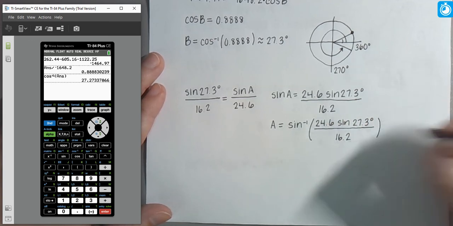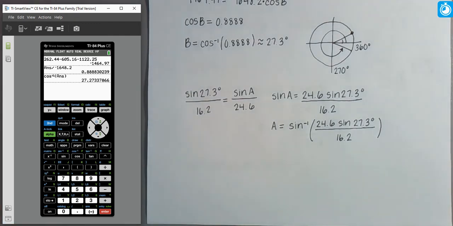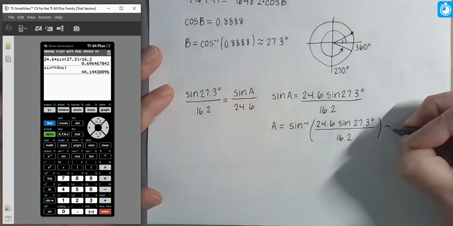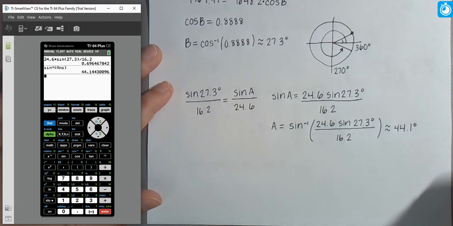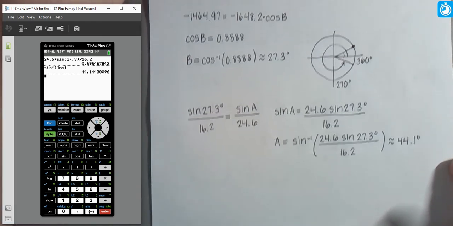Okay, so plug that value into the calculator and then take its inverse sine. So 24.6 times the sine of 27.3 degrees divided by 16.2. Okay, we get something between -1 and 1, which means when we take the inverse sine, it will be defined. And sure enough, we get an angle of about 44.1 degrees. Okay, so let's put that into the triangle.